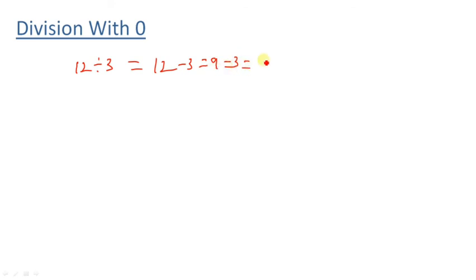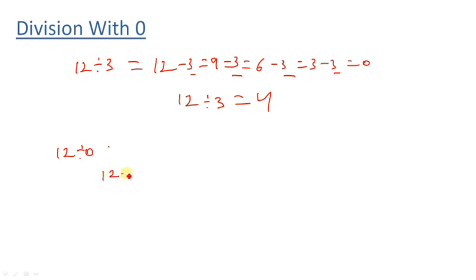Look, how many times 3 is subtracted? 1, 2, 3 and 4. So how many times 3 is subtracted? 4 times. So 12 divided by 3, the result will be 4. So that is division. Now if we say division with 0, look, suppose I write 12 divided by 0. If we write this in form of successive subtraction, then 12 minus 0 is 12. Again minus 0. Again minus 0. Again minus 0.